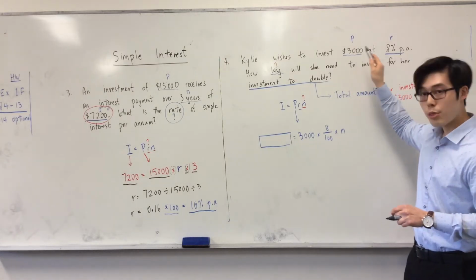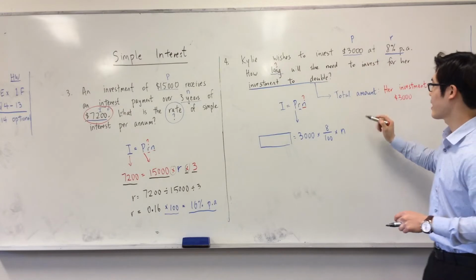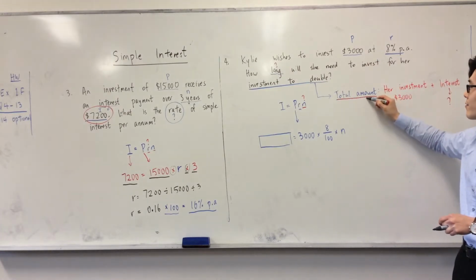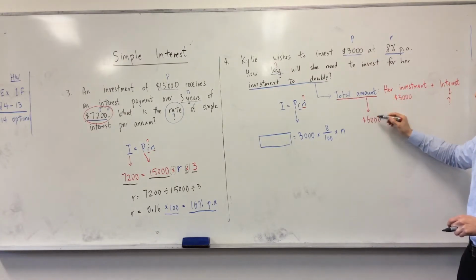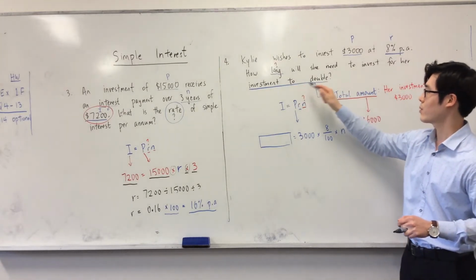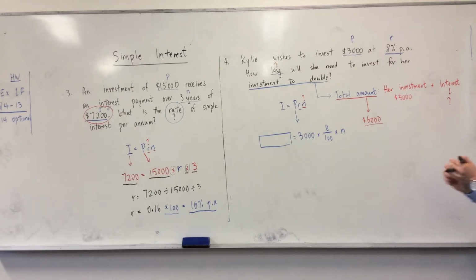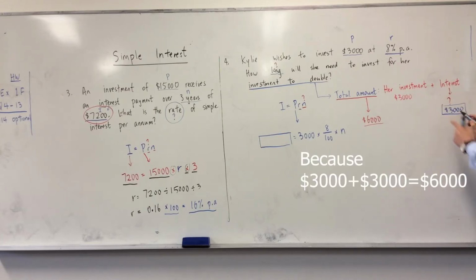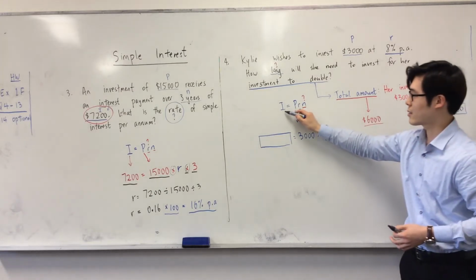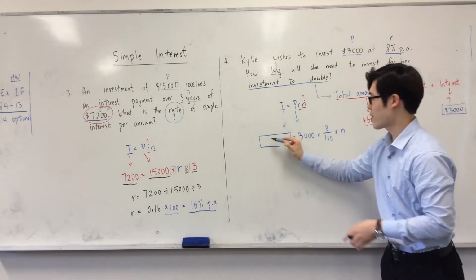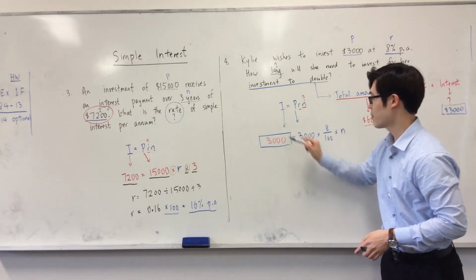So, double 3,000 is 6,000. So we want this total amount of investment to be $6,000, because that's what the question is saying. The investment is to double, that means the total amount is to double. So that means her investment was 3,000 to begin with. So if I wanted to make that into 6,000, this interest also needs to be $3,000. Does that make sense? So that's the amount that we need to replace for I. 3,000 here as well. Okay?